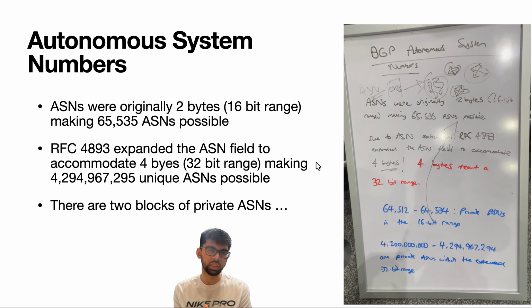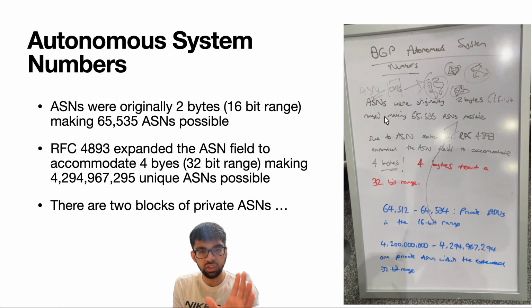Let's look at AS numbers now. If you've seen my channel videos recently, you may have seen a video about AS and AS numbers. Now, ASNs were originally 2 bytes. Remember, one byte is 8 bits, so 2 bytes is 16 bits.